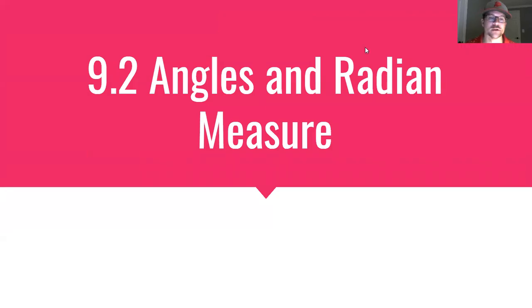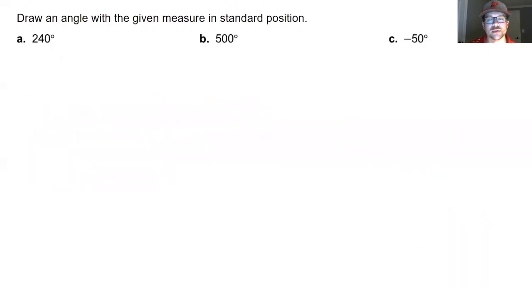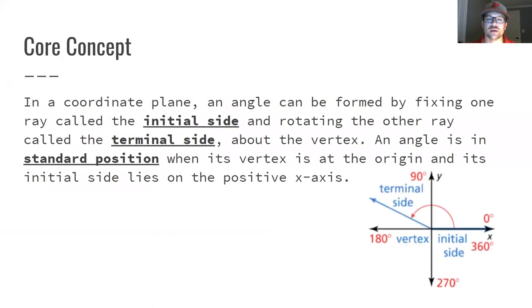All right, Big Ideas Algebra 2, Section 9.2, Angles and Radian Measure. So we're going to be able to look at angles in their standard position, find coterminal angles, and use radian measure. So typically we have been looking at angles only in degrees. Radians is going to be another unit that we're introducing.